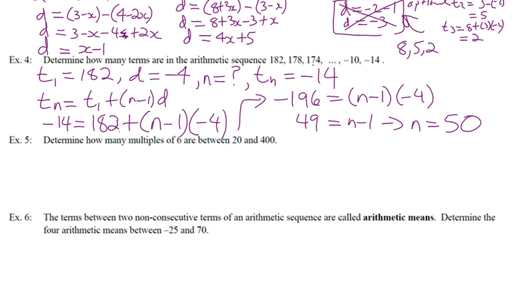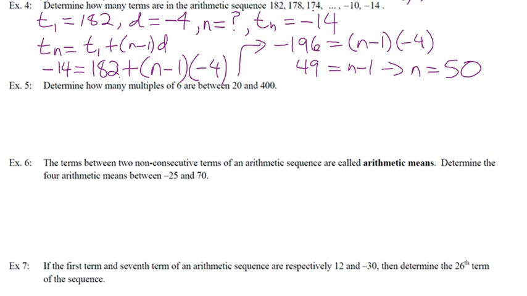Determine how many multiples of 6 are between 20 and 400. Is 20 a multiple of 6? No. 24 is. What's the next multiple of 6? 30, then what? 36. And where do we end?